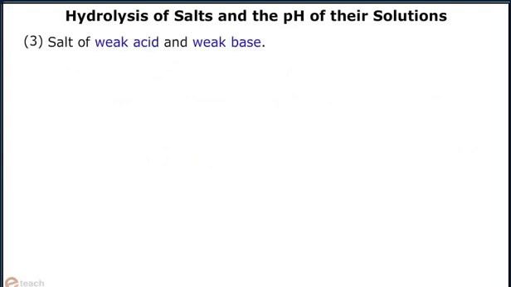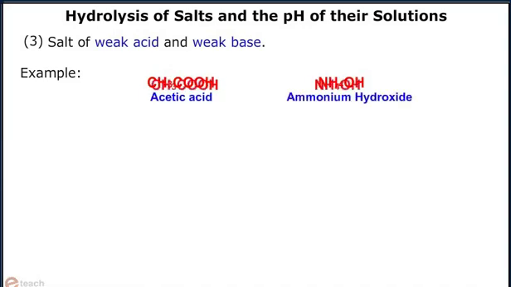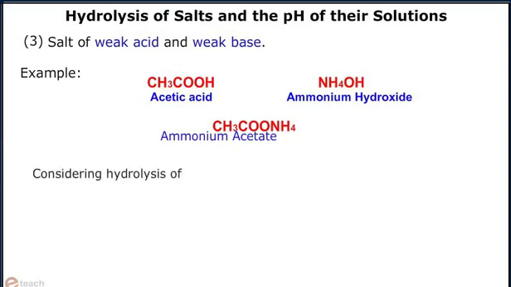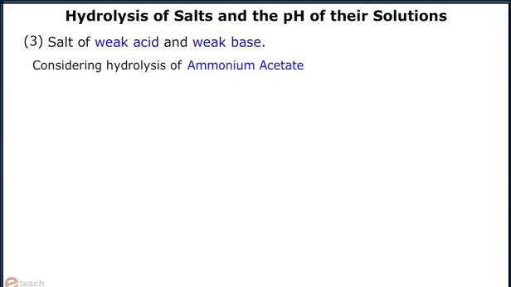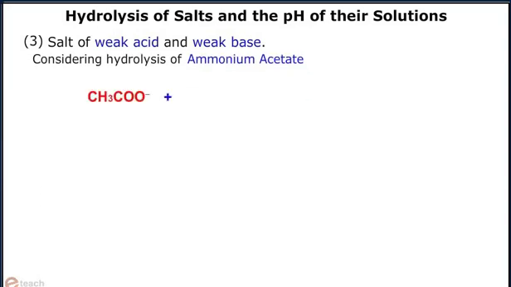The third one is salt of weak acid and weak base. For example, the mixture of CH3COOH, which is a weak acid, and NH4OH, which is also a weak base. Considering hydrolysis of ammonium acetate, we get CH3COO- plus NH4+ plus H2O reversible CH3COOH plus NH4OH.